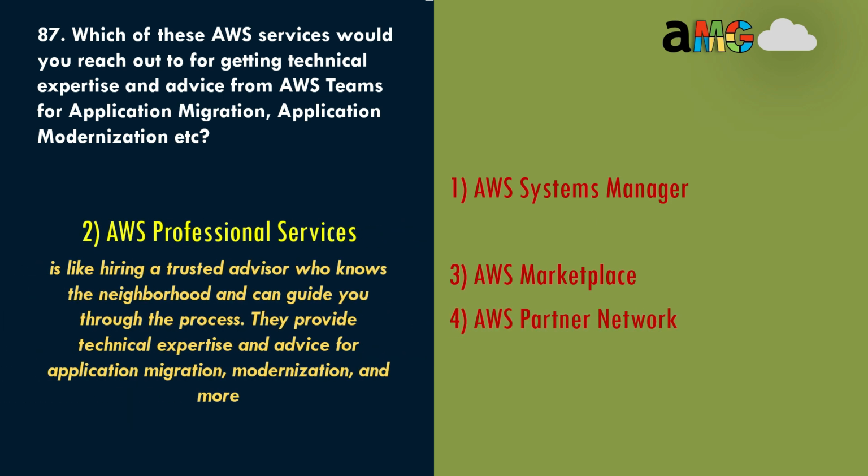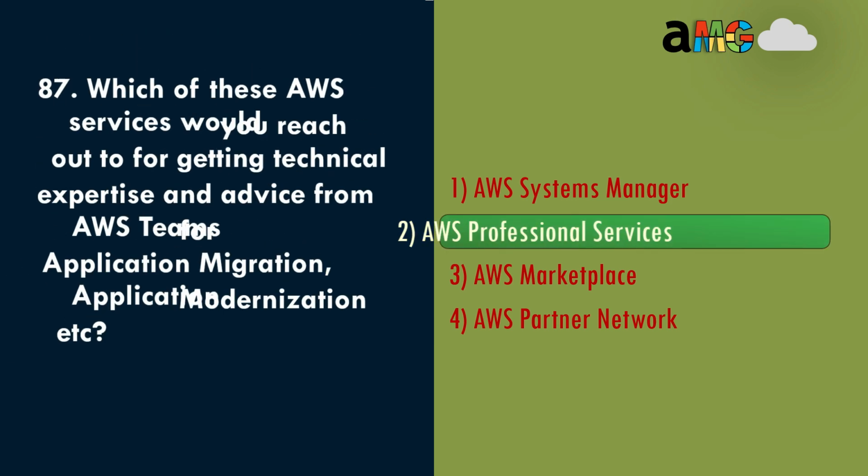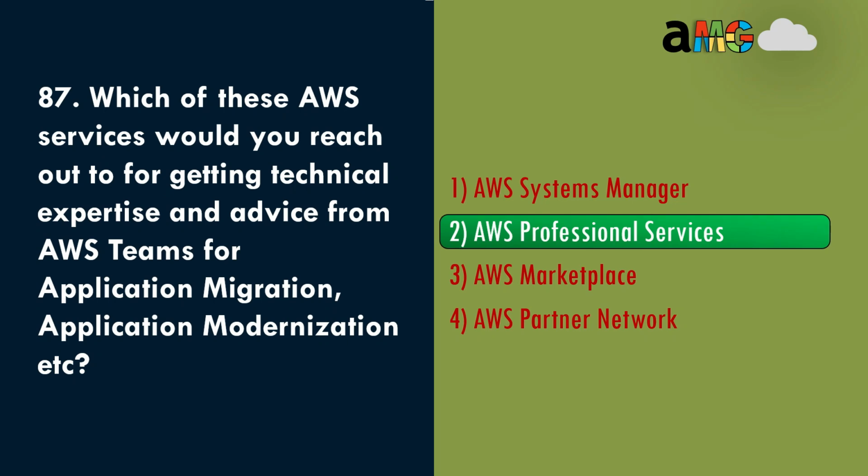Option 2, on the other hand, AWS Professional Services, is like hiring a trusted advisor who knows the neighborhood and can guide you through the process. They provide technical expertise and advice for application migration, modernization, and more. Okay, so this, my friend, is the correct answer.